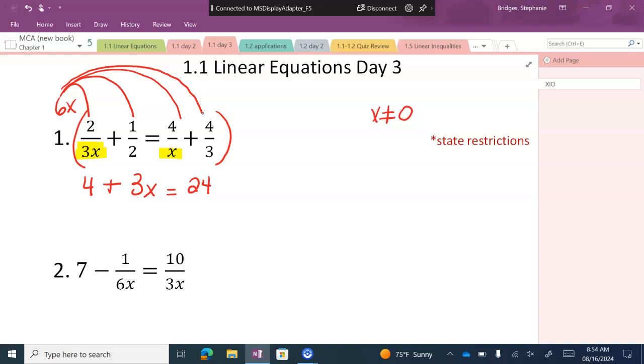Now finish. Solve the rest of that equation. Once you multiply everything through by your common denominator, you should end up with 4 plus 3x equals 24 plus 8x. We can continue to solve this equation. Once you find out what x is, the only other thing I need you to do is look at that x. Did you get what you said you weren't supposed to get? If you didn't, then fine, that's the answer. If you did, then we need to talk about what we're supposed to put as the answer at that point.